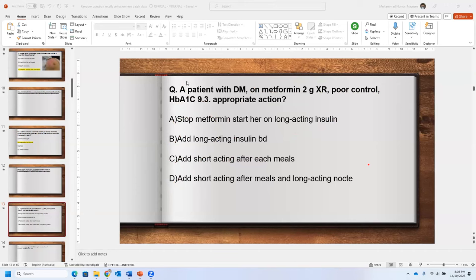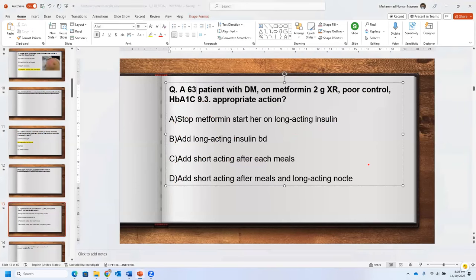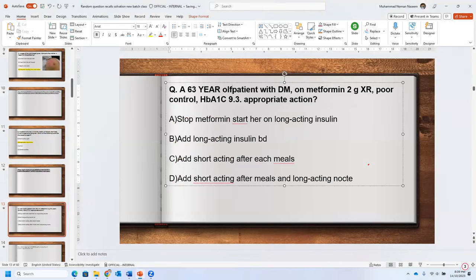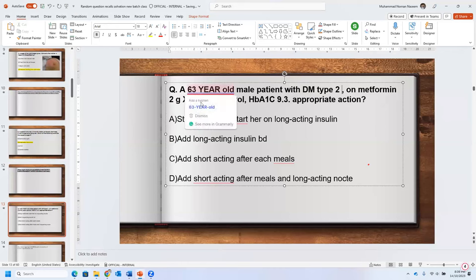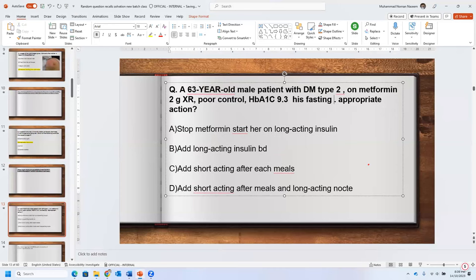For example, now let me just modify this question. A 63-year-old male with diabetes mellitus type 2 is on metformin 2 gram extended release, poor control with the HbA1c of 9.3. His fasting BSL is 10.3 in the morning. What is your next most appropriate action? Now tell me the answer.